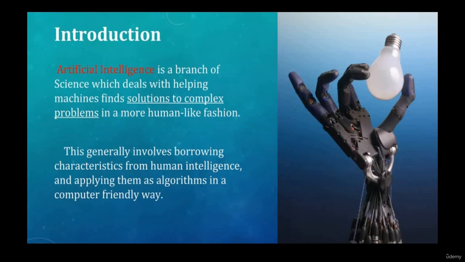What is AI? AI is the branch of science which deals with helping machines find complex solutions to problems in a more humanlike fashion. It generally involves borrowing characteristics from human intelligence and applying them as algorithms in a computer-friendly way. ChatGPT is designed within this branch of AI. OpenAI is the company that developed ChatGPT.